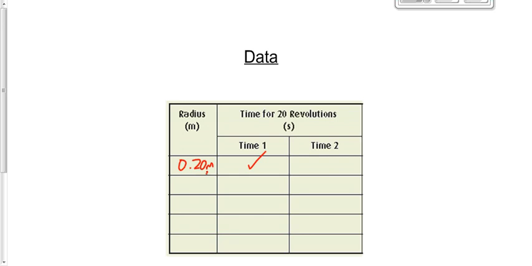Record it. Then do it again for 20 centimeters again. You should theoretically get the same time for time 1 and 2, right? Okay, but the reality is, of course, you're probably going to end up with slightly different times. The closer they are, the better.